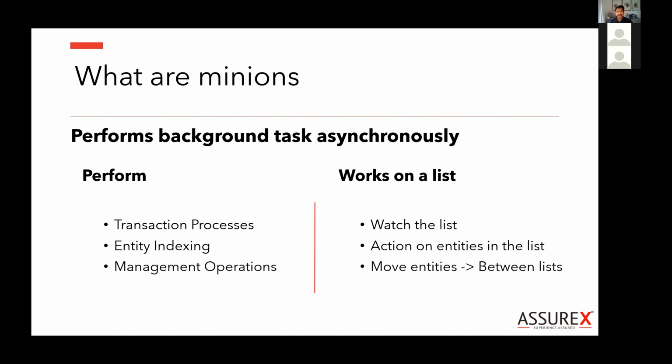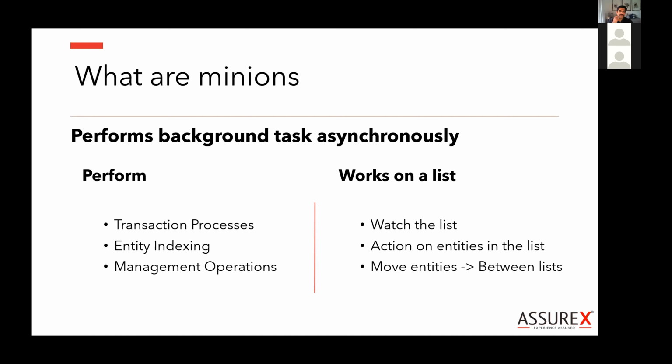What they do is transaction processing and entity indexing, which means all the Sitecore search indexing is done by minions, along with other management operations like purging of carts and moving items between lists. How do they do it? They work on a list. Minions watch a list, and I'll show you how it happens. They act on the entities in the list. Everything in Sitecore Commerce is an entity, so they work on the entities in the list, and then move the entities between the lists.